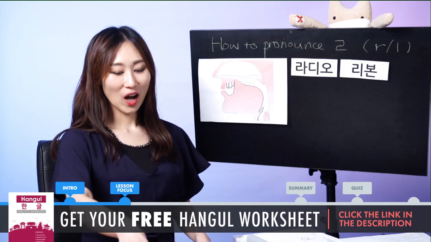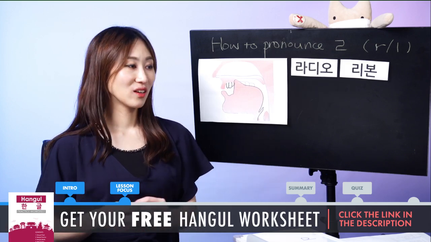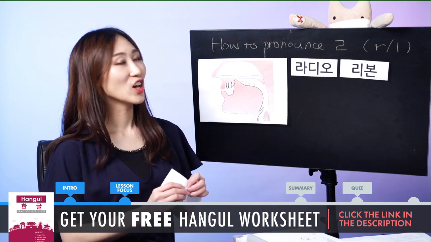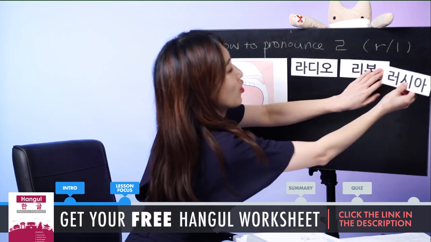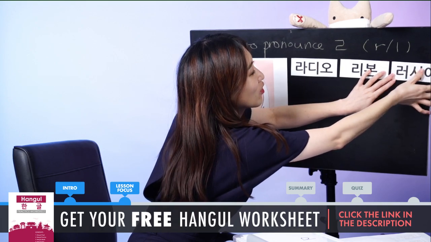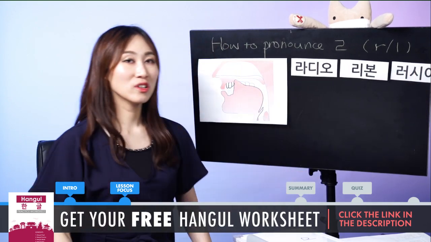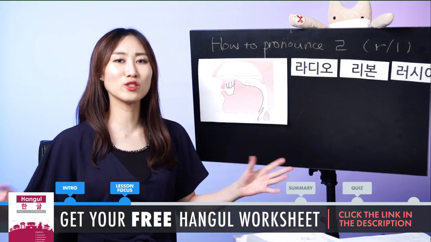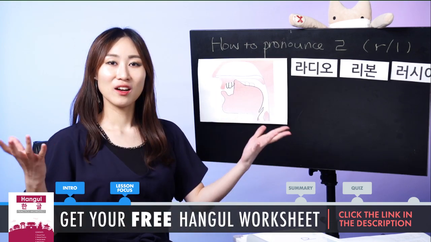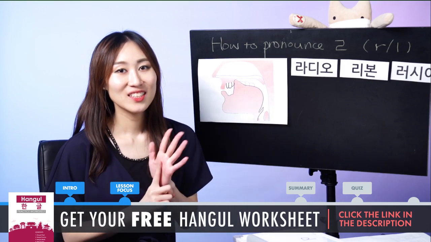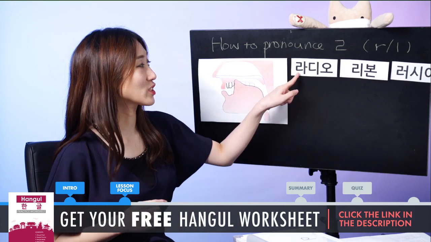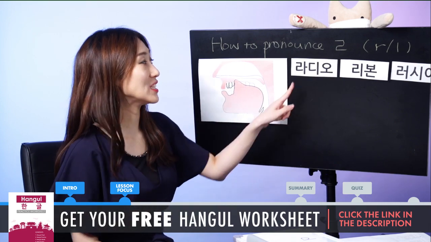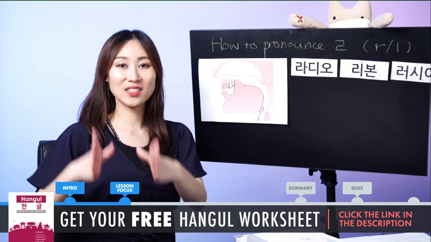리본. How about this? Russia. In Korean it is 러시아. For Korean people, English sounds very rhythmic. It has lots of rhythm, like Russia. But Korean is a syllable language. So for example, 라, 디, 오. Each letter has the same rhythm.